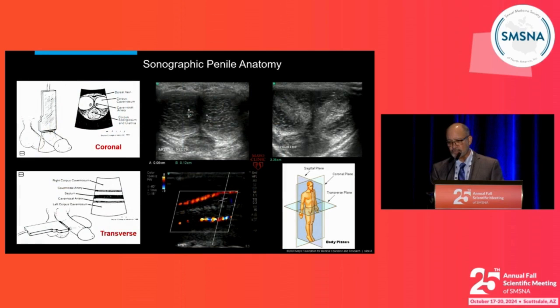So let's orient ourselves to the anatomy. I'll be showing you coronal images, basically cross sections. I'll be showing you sagittal images, basically to show you blood flow. And I've tried to put the little cartoon in to quickly orient you as we go through these.